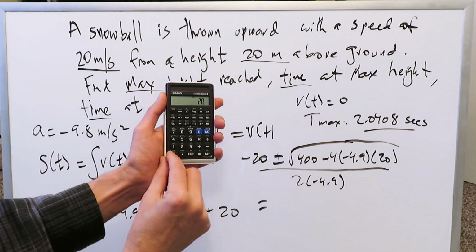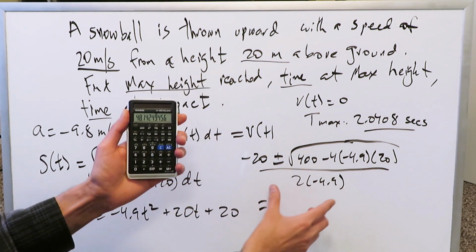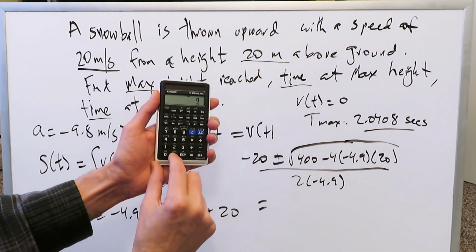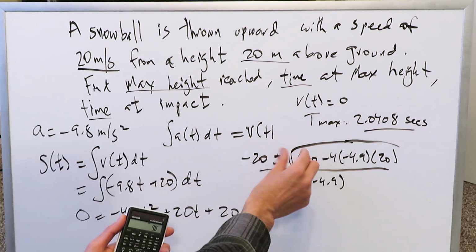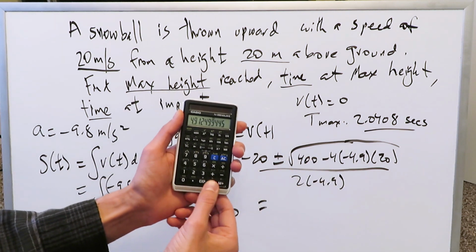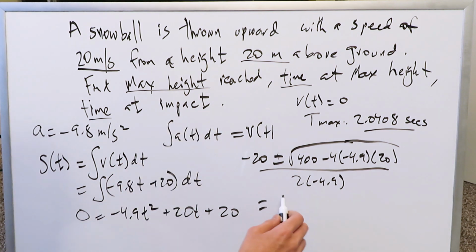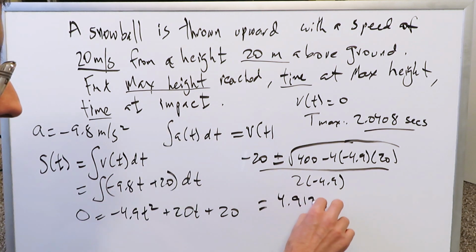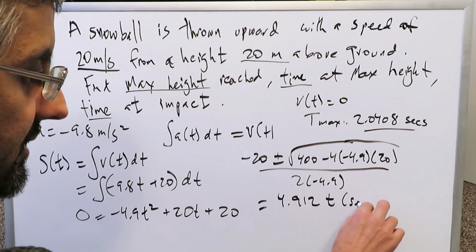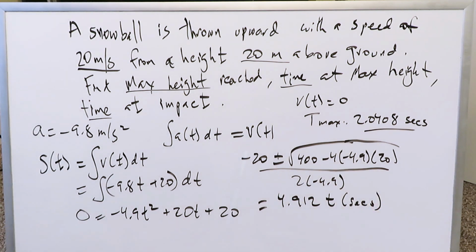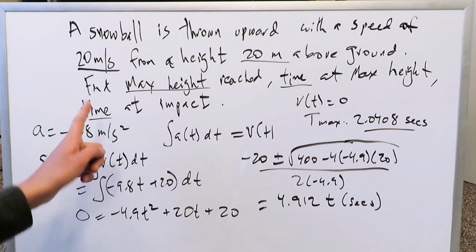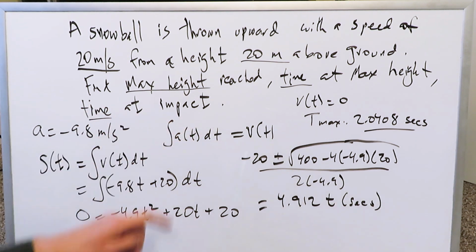I'll add to it 20 and I'll divide it by what would have been a minus 9.8, but I'll write it as a positive 9.8 because this minus here and the minus here cancel out, and we get over here 4.912. What does this 4.912 represent? It represents time, and we should put that here in seconds. 4.912 seconds is the time it takes for this snowball to hit the ground, the time at impact.